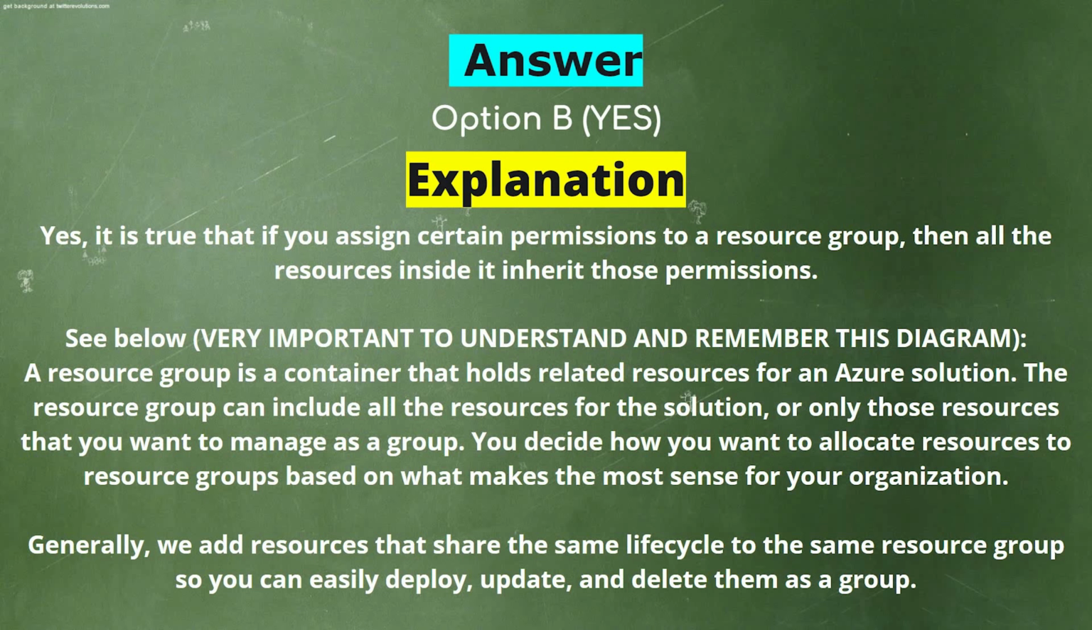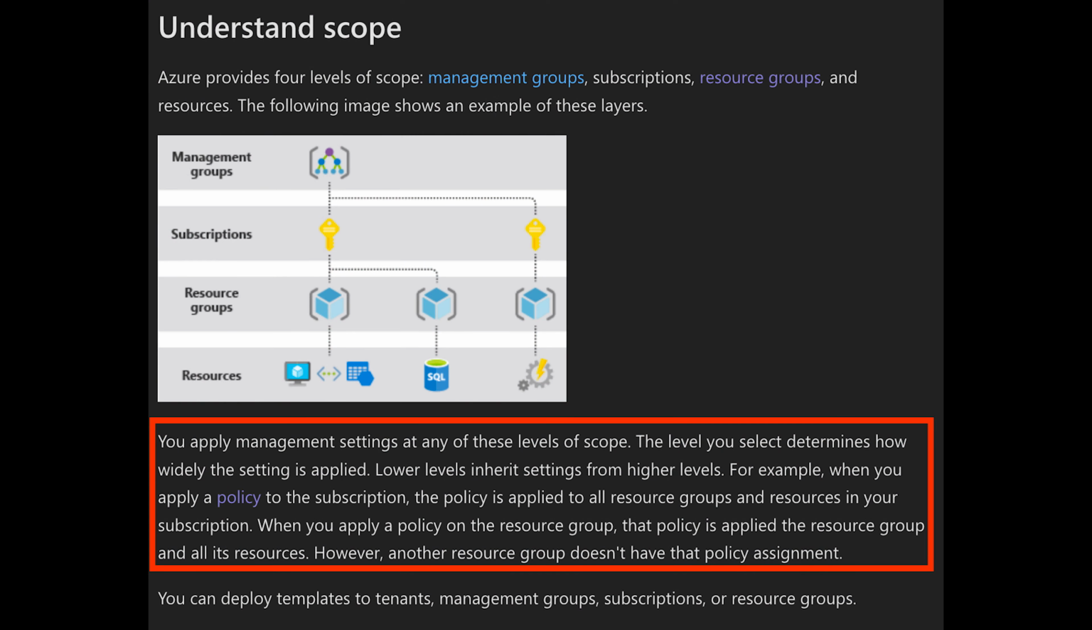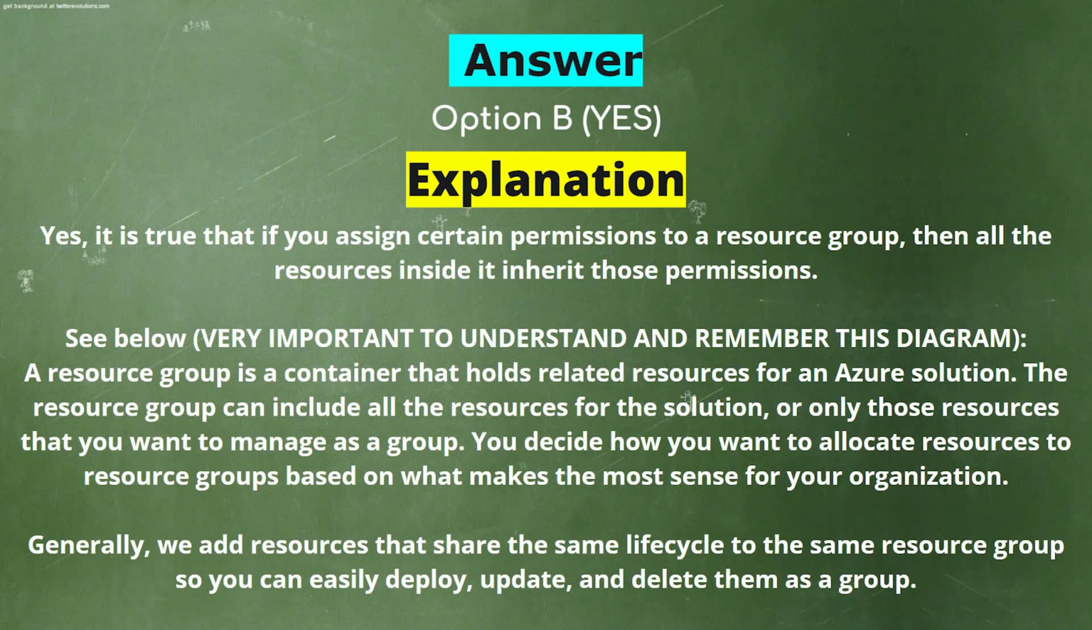Very important to understand and remember these diagrams. A resource group is a container that holds related resources for an Azure solution. The resource group can include all the resources for the solution, or only those resources that you want to manage as a group. You decide how you want to allocate resources to resource groups based on what makes the most sense for your organization. Generally, we add resources that share the same life cycle to the same resource group. So you can easily deploy, update, and delete them as a group.